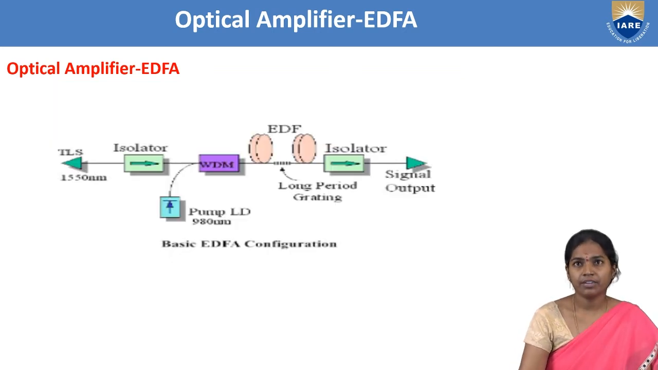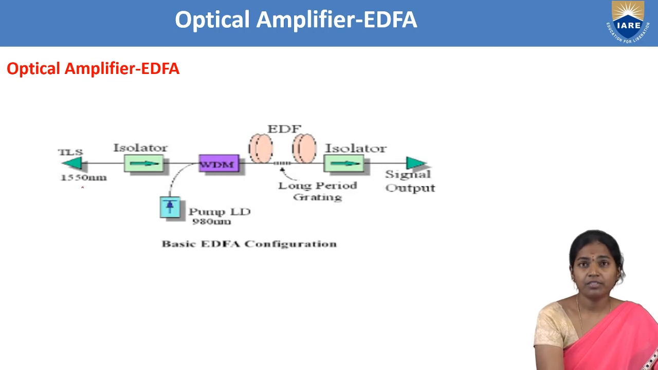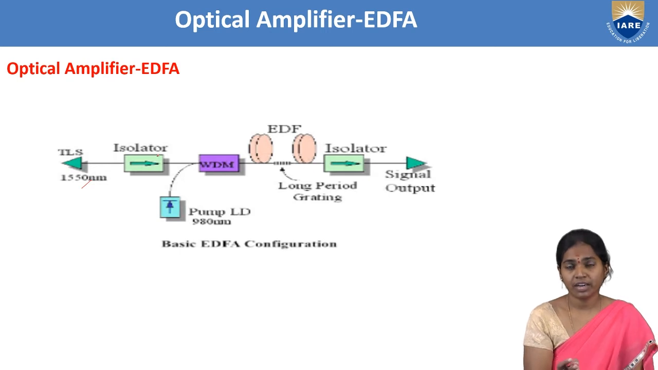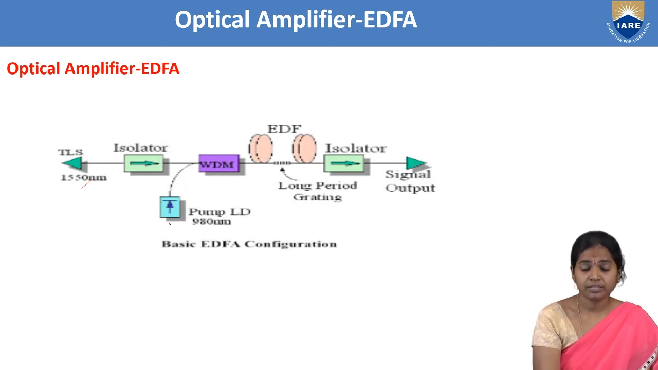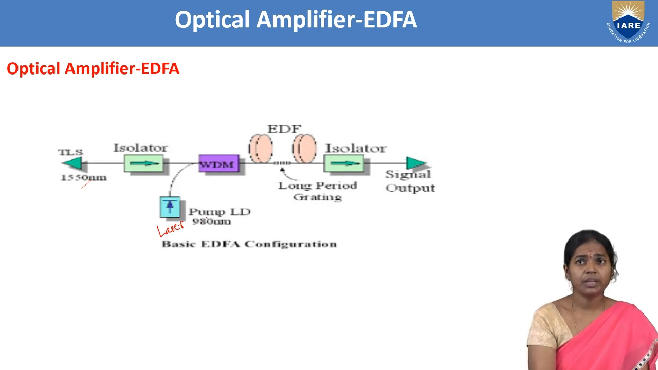In the EDFA amplifier, 1550 nanometer is our input signal. The isolator works in only one direction; with the use of the isolator, it directs the signal so the wave propagates in the same direction. With the use of wavelength division multiplexing, the laser pumping is combined. The laser pumping starts at 980 nanometers. So why are we using this laser pumping?